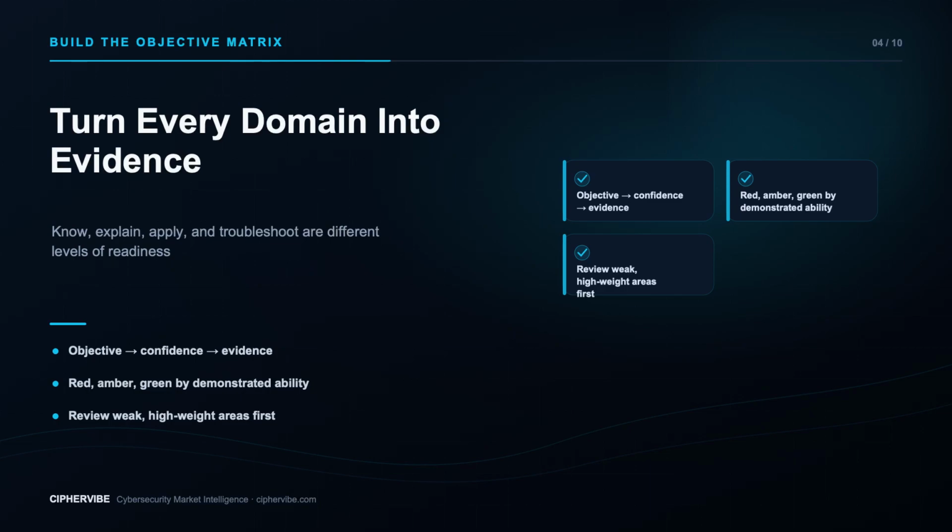Copy every official objective into a tracker. For each one, record your confidence and the evidence behind it. Green means you can explain and apply the idea without prompts. Amber means recognition is stronger than recall. Red means you cannot yet produce a correct explanation or action. Do not mark an objective complete because you watched a lesson.